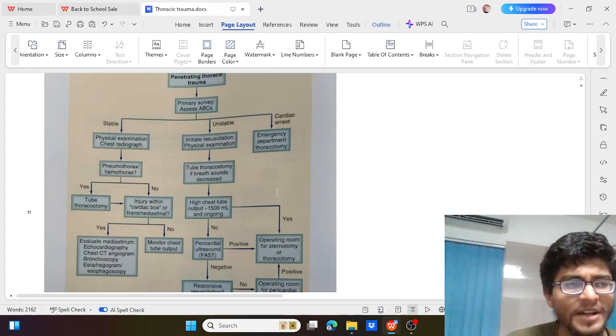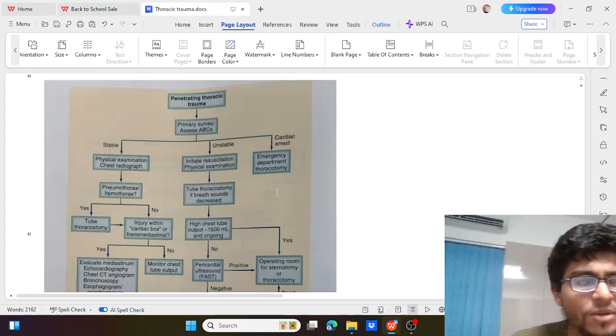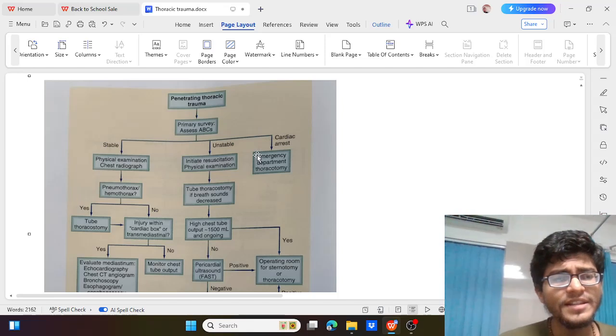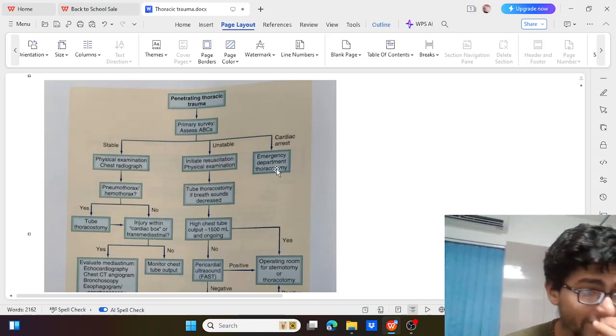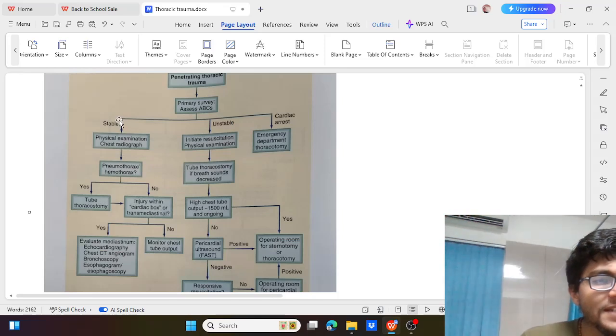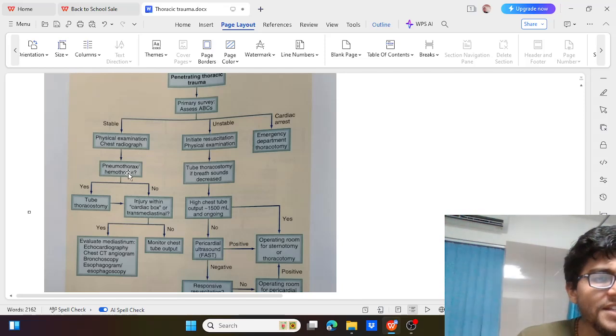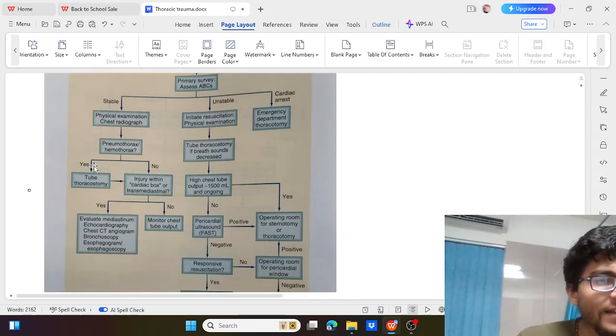Now just going through the penetrating trauma pathways or management protocol. So we'll first go for the primary CABC, that is hemorrhage control, ABC, airway, breathing, circulation, and if the patient is suspected to having cardiac arrest, then we may need an emergency department thoracotomy, which we have already discussed. If the patient is stable, then we'll go for some detailed examination of the chest and the chest radiograph. If the patient is having pneumothorax or hemothorax or something like that, then we'll go for a tube thoracostomy, that is ICD, intercostal tube insertion in the safety triangle in the fifth intercostal space.